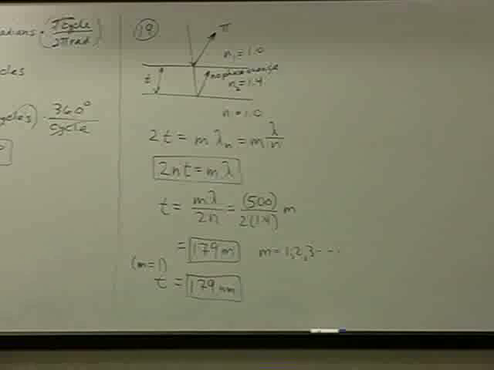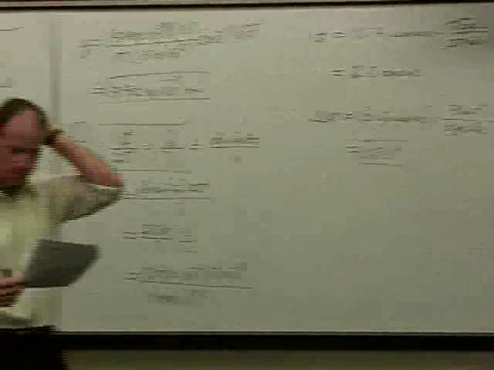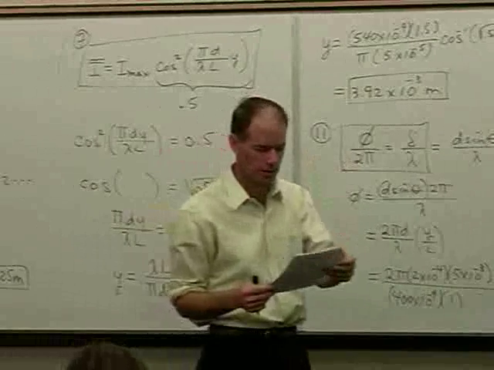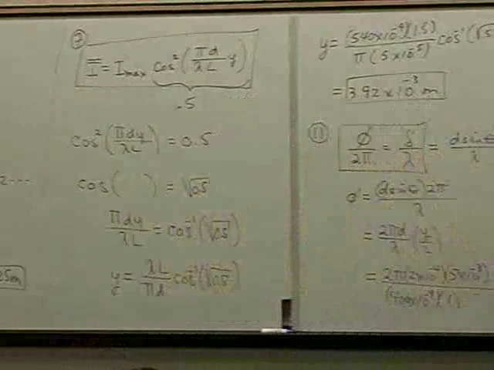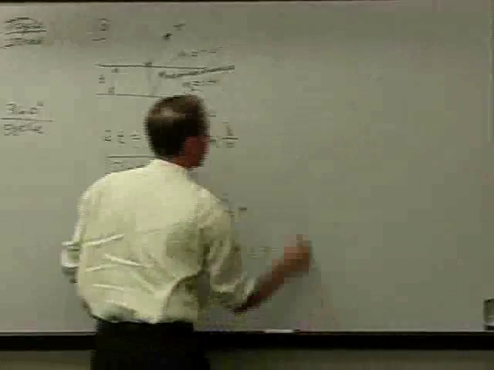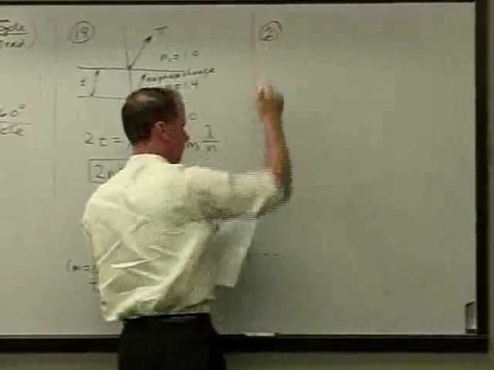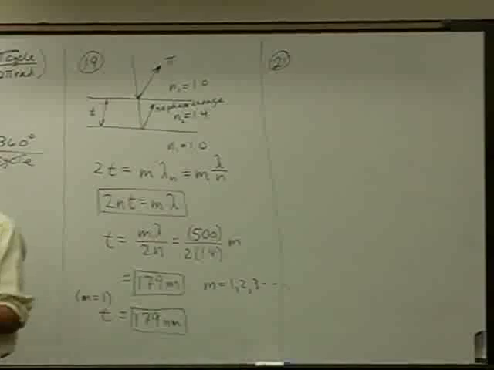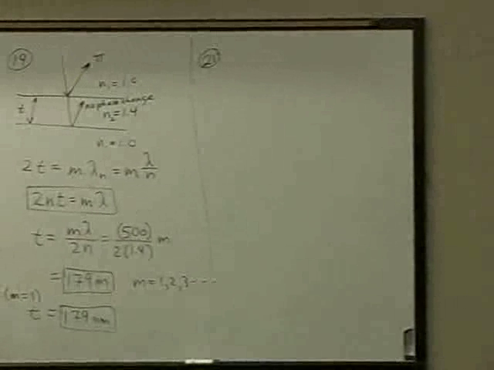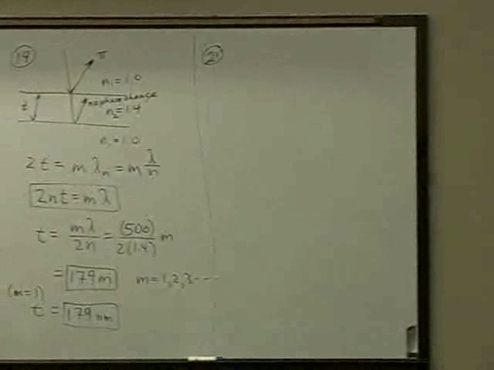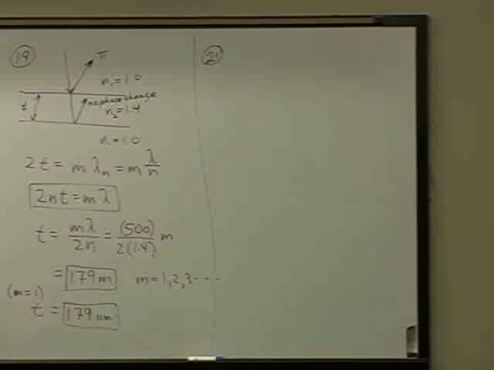Take a look at 21. Thin sheet of plastic, index 1.6, inserted between two panes of glass to reduce infrared, lambda equal to 700 nanometers, losses. What thickness in nanometers is necessary to produce constructive interference in the reflected electromagnetic radiation?